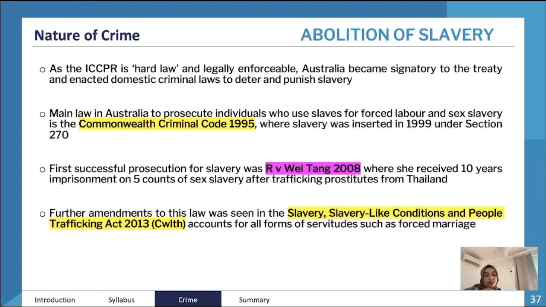So for example, if you had a question talking about the effectiveness of the abolition of slavery or effectiveness of laws in terms of slavery, this could be a case that you can implement. Further amendments to this law were seen, for example, in the Slavery-Related Conditions and People Trafficking Act, which takes into account all forms of servitude, even including forced marriage.